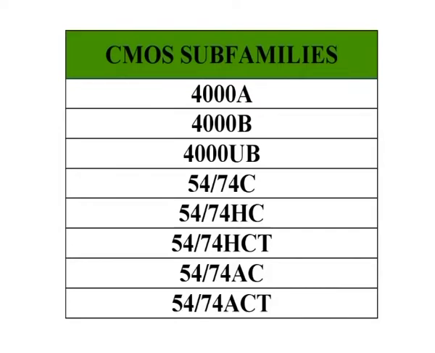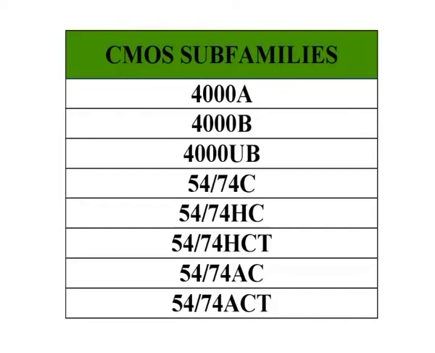The popular CMOS subfamilies include the 4000A, 4000B, 4000UB, 54/74C, 54/74HC, 54/74HCT, 54/74AC and 54/74ACT families. The 4000A CMOS family has been replaced by its high voltage versions in the 4000B and 4000UB CMOS families, with the former having buffered and the latter having unbuffered outputs.